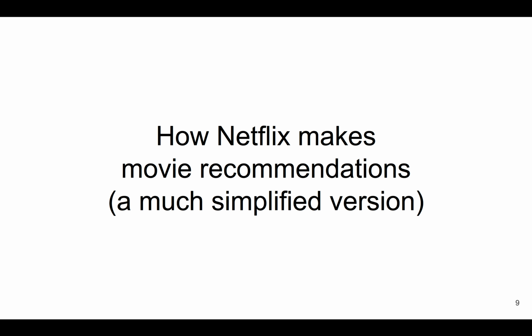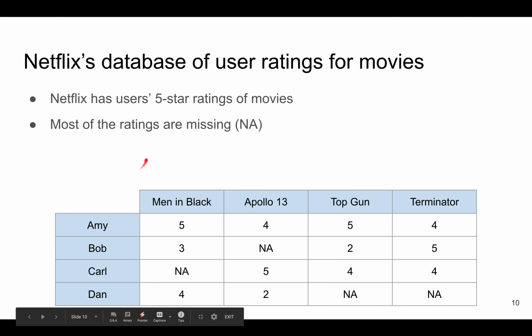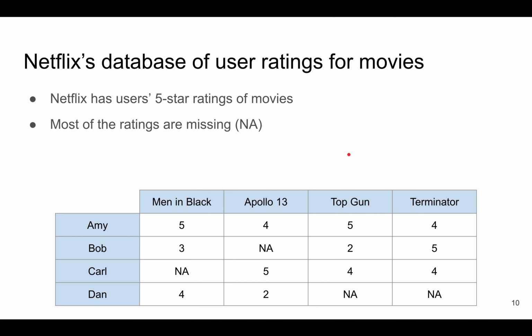All right, so now let's take a look at how Netflix makes movie recommendations. And this will be a much simplified version of what Netflix actually does. As I mentioned before, Netflix has a database of user ratings for different movies. And at that time, Netflix used a 5-star rating system. One challenge is that most of the users have not rated most of the movies. Given how many movies there are, it's very likely you haven't watched most of them.